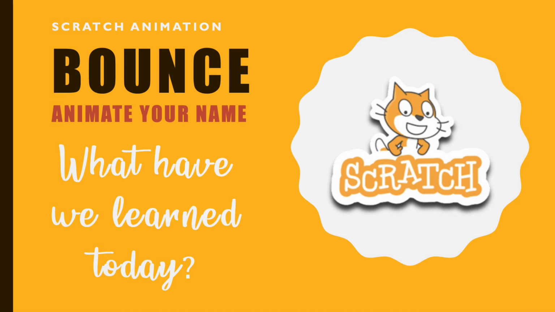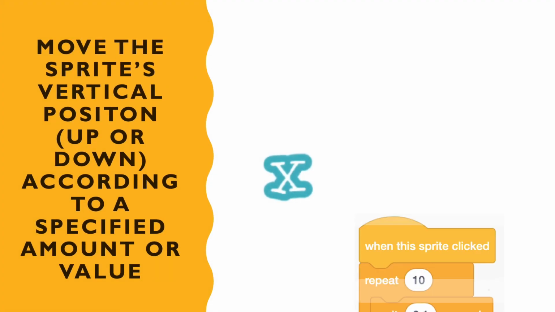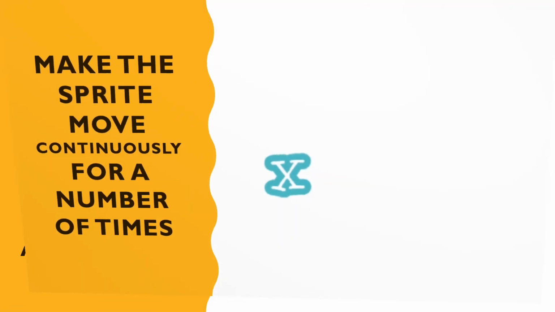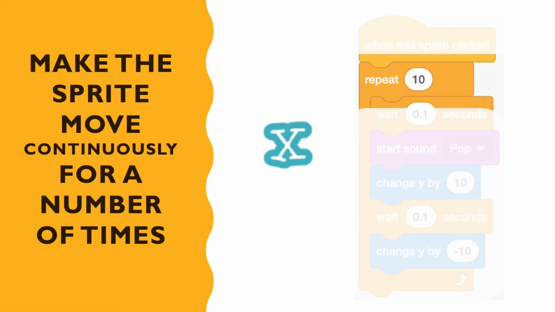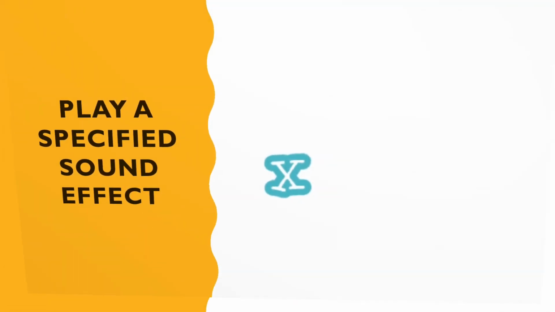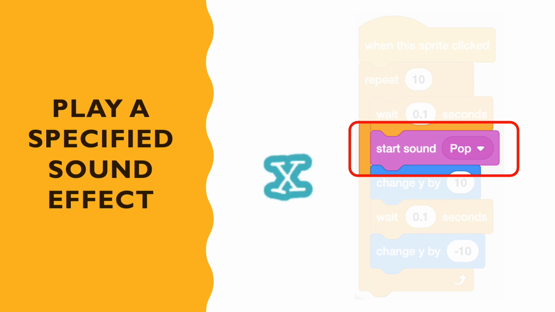What have we learned today? We learned to animate the sprite or letters by making them move up and down and adding a sound as they bounce. We made it possible using the change Y block, which moves the sprite's vertical position up or down according to a specified amount or value. We use the repeat block, which makes the sprite move continuously for a number of times by specifying a value. And lastly, the start sound block, which plays a specified sound effect.